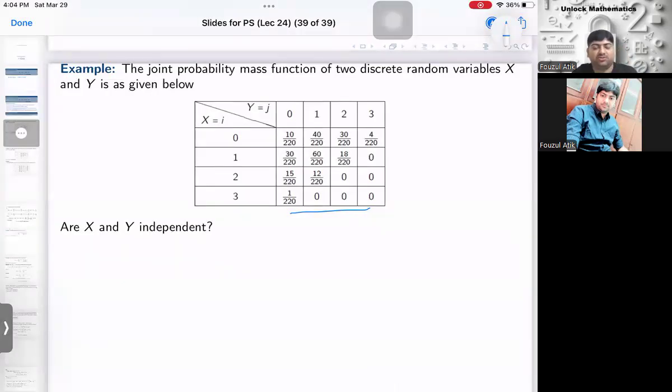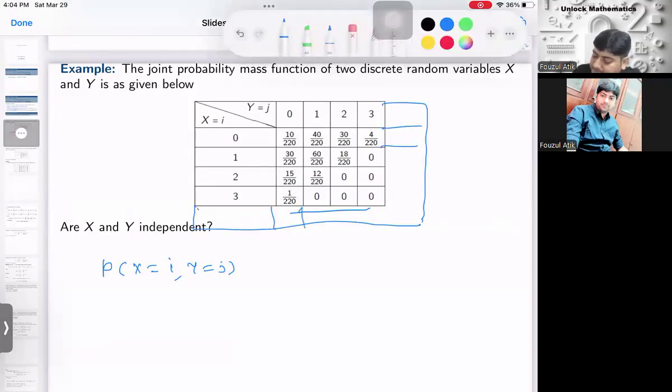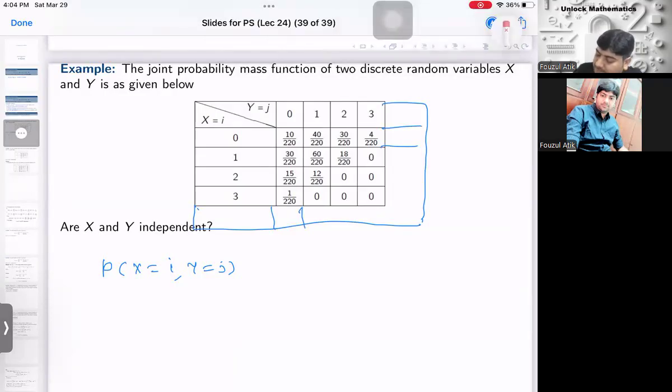How do we check? First, we have to calculate the marginals, right? So, what is given here? Here, P of x equal to i, comma y equal to j is given for all these boxes. So x takes the values 0, 1, 2, 3, and y takes the values 0, 1, 2, 3. We can calculate the marginals, right? So, how to calculate the marginal mass function? You just have to add one more column and one more row to this table, and then add them up.